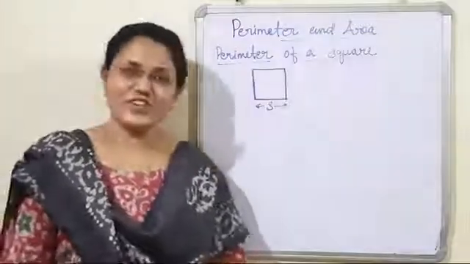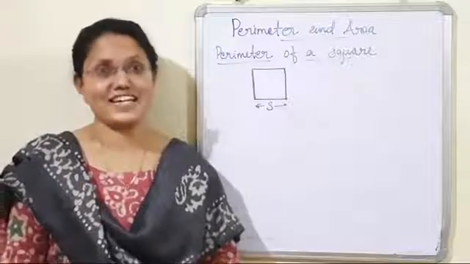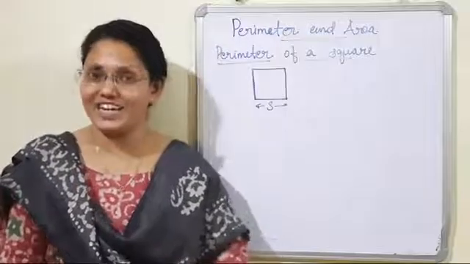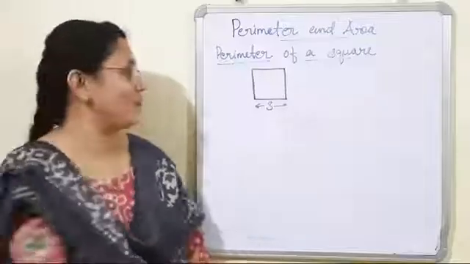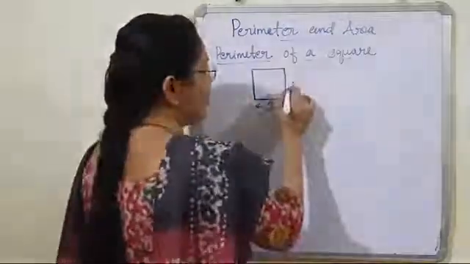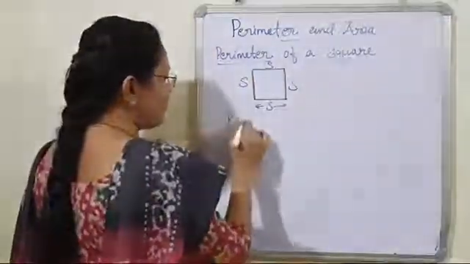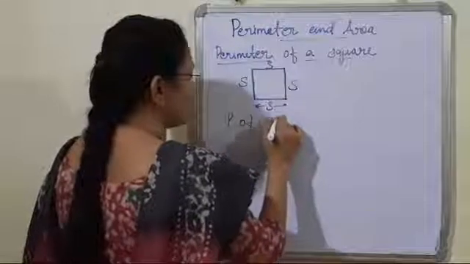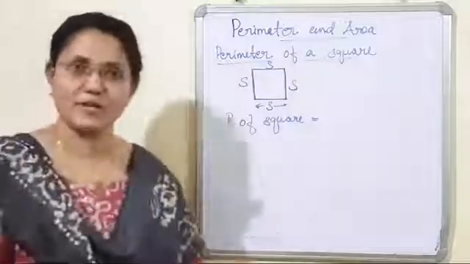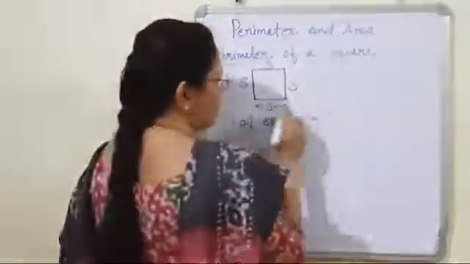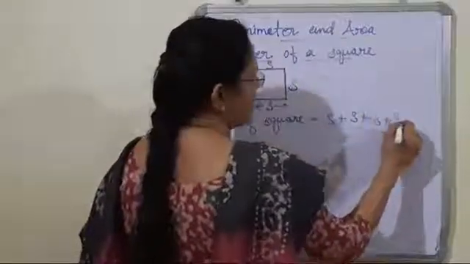Dear children, now we can find the perimeter of a square. You know that in a square all sides are equal. Means if one side is 4, all other sides are also 4 centimeter itself. Okay. If one side is S, all other sides are also S itself. Therefore, can you tell me the perimeter of the square here? What is the perimeter of a square? We should find the sum of all sides. I am starting from here: S plus S plus S plus S.